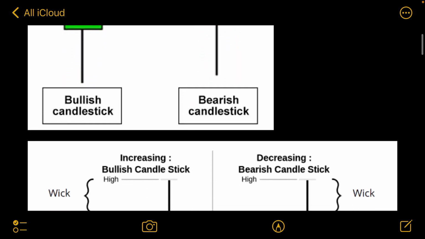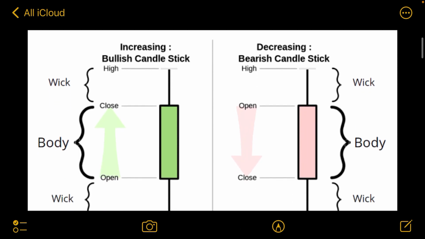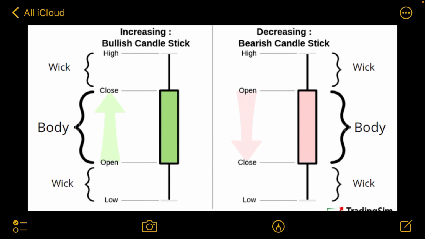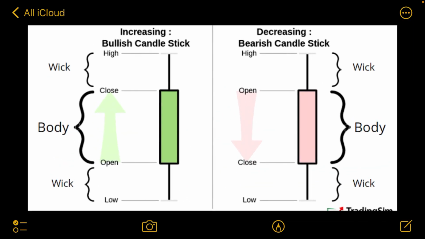Now let's proceed a bit more. There are specific points on your candles that you need to always take note of. The wick and the body, and also the open, the high, the low, and the close. As time goes on, you'll be able to understand these things a bit better.